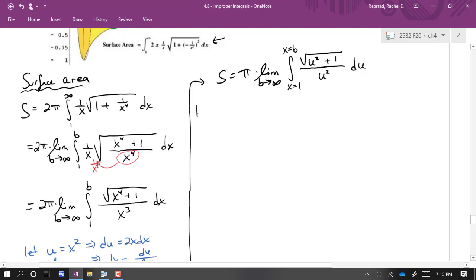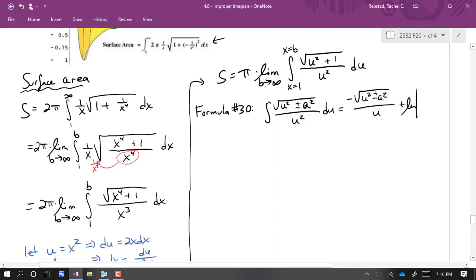So formula 30 in the table in the back of our text says that the integral of the square root of u squared plus or minus a squared over u squared is negative radical u squared plus or minus a squared over u plus ln absolute u plus the radical, plus c. And of course that's the same radical that appears. I'm just running out of space, so I'm kind of shortening this a little bit.